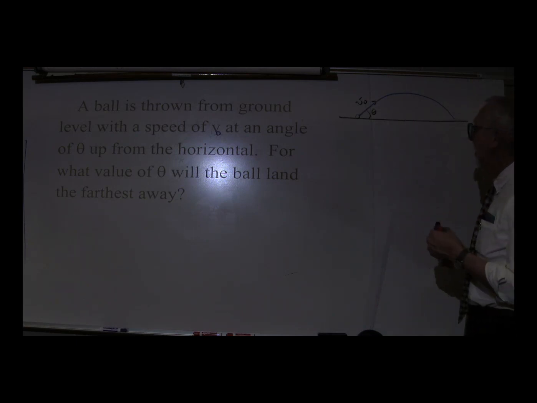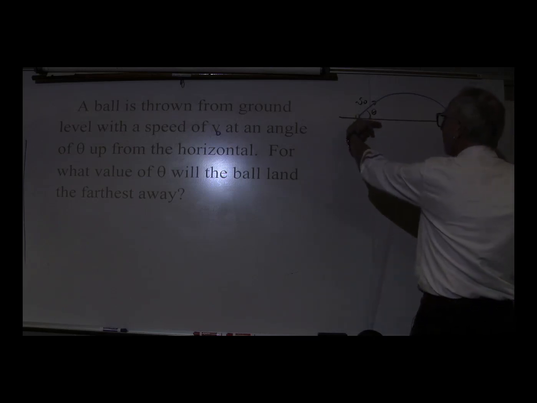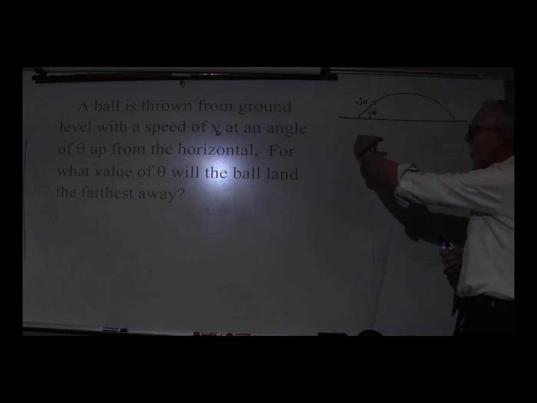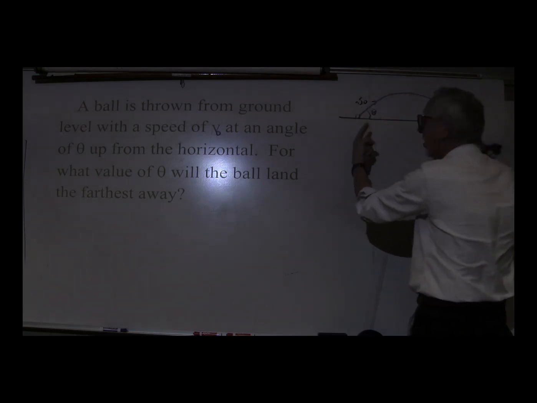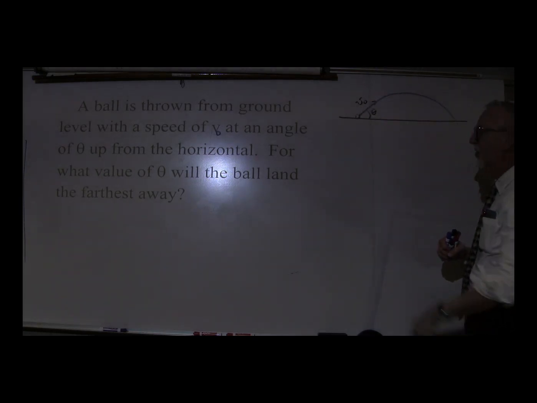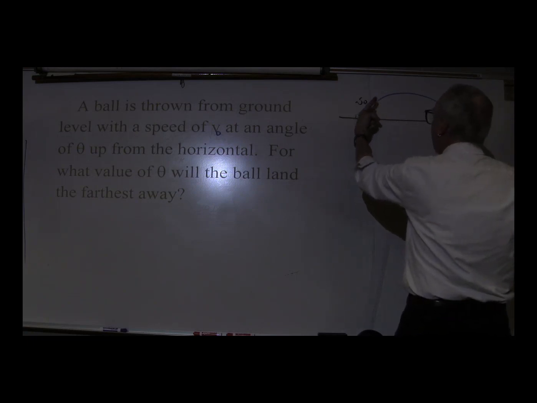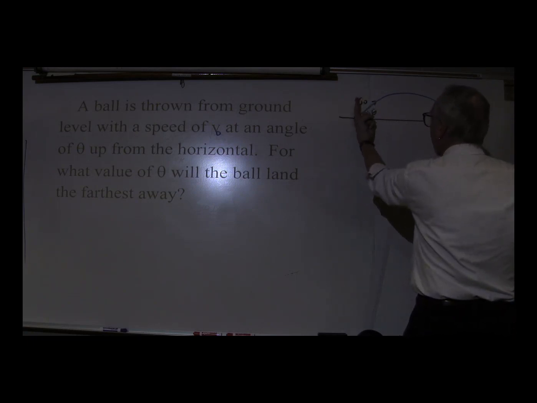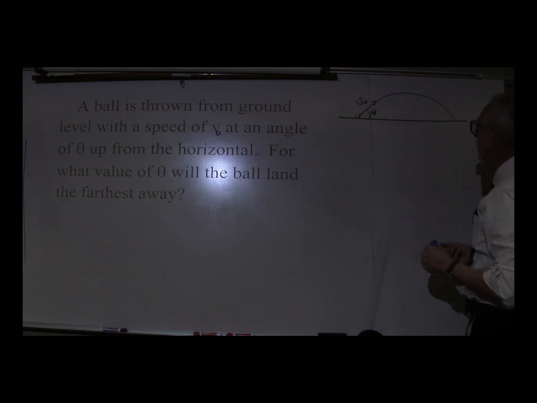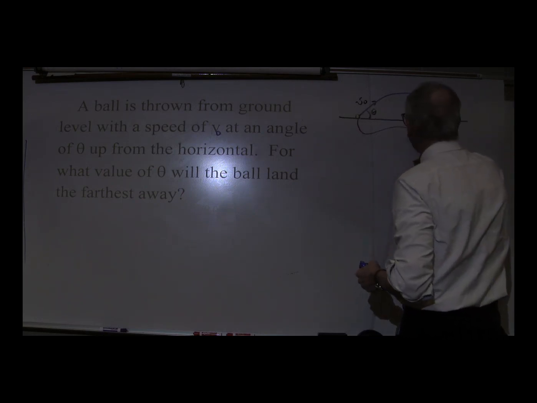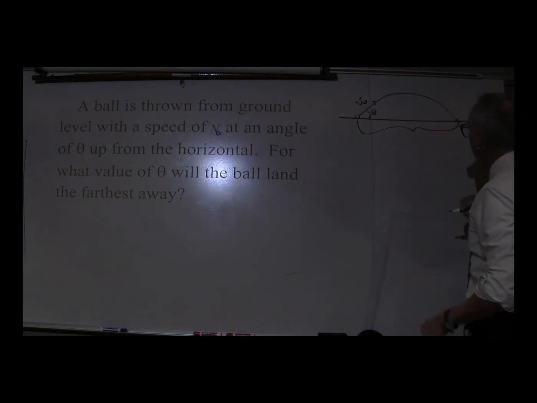We could certainly imagine that if we throw it horizontally, it's already on the ground, it's not going to go anywhere. And if we throw it straight up, it will go straight up and come down and not go anywhere horizontally either. So maybe there's some angle in the middle between 0 and 90 degrees where we get a maximum distance. We're trying to maximize then the distance that it travels like this.